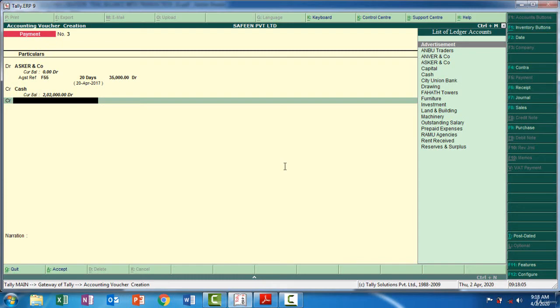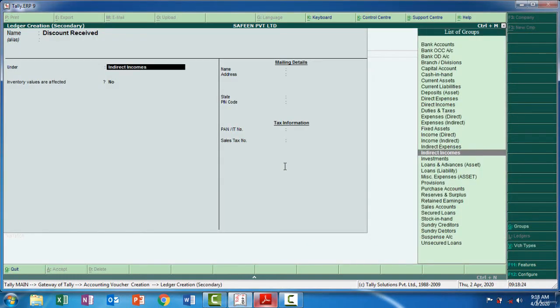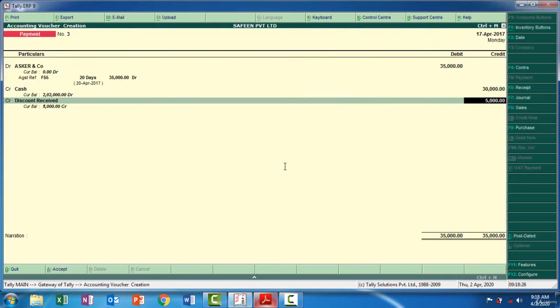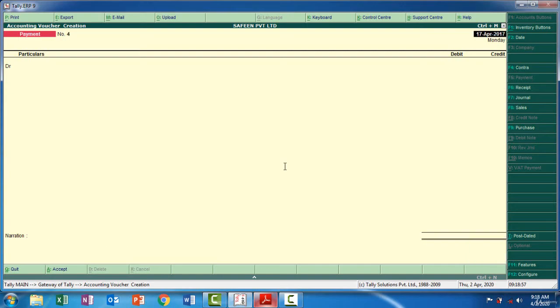discount. So I'm going to create the discount received account. Discount received account, it is coming under the indirect income, yes, and then the narration is paid to Asker Co Company, Asker 30,000 and received discount 5,000. Then accept, yes.